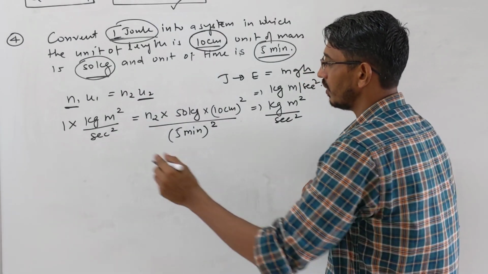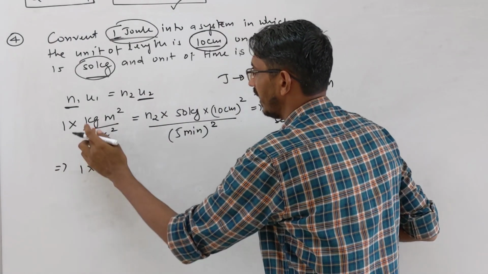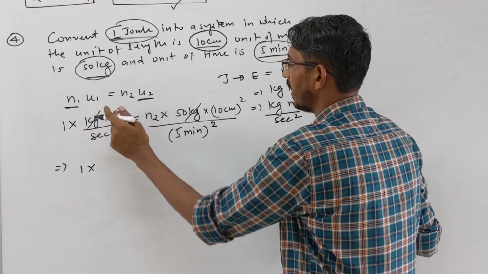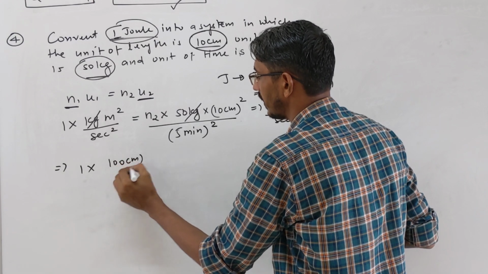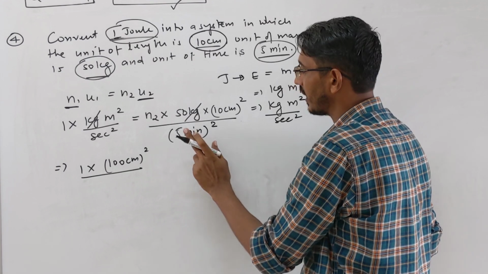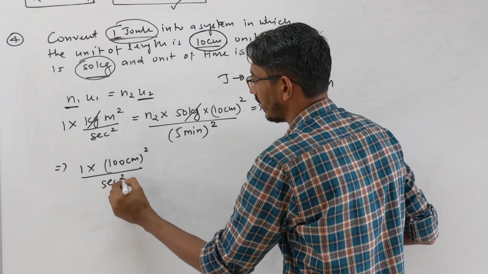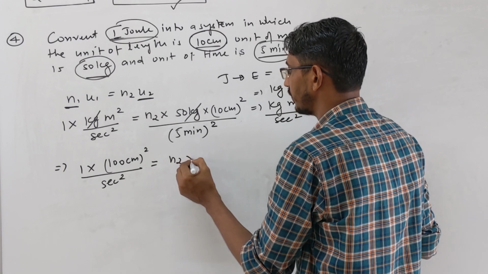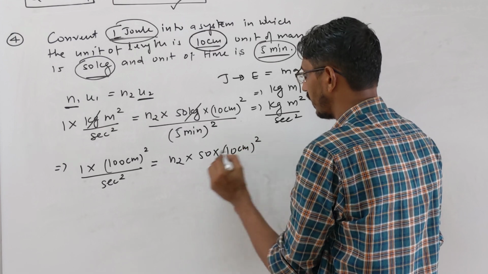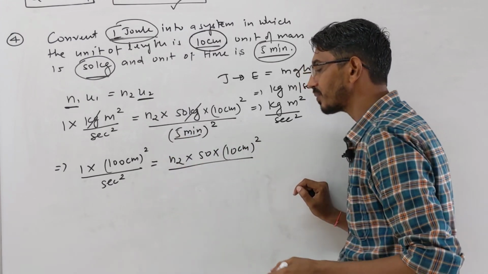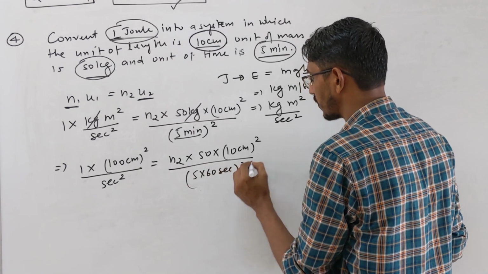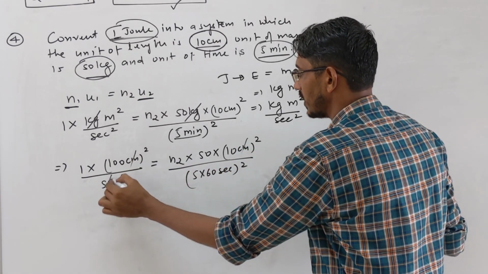Okay, here we have kg, here we have kg, you can cancel directly, no problem. Meter and centimeter, that we can convert, we can write 100 centimeter and square. Here we have second, here minute, minute is easier, so we can convert on this side. So I write second square here itself. And kg got cancelled, 50 remaining, 100 centimeter and whole square. 5 minute, so I am writing 5 into 60 second and whole square. Now this centimeter and these seconds we can cancel.